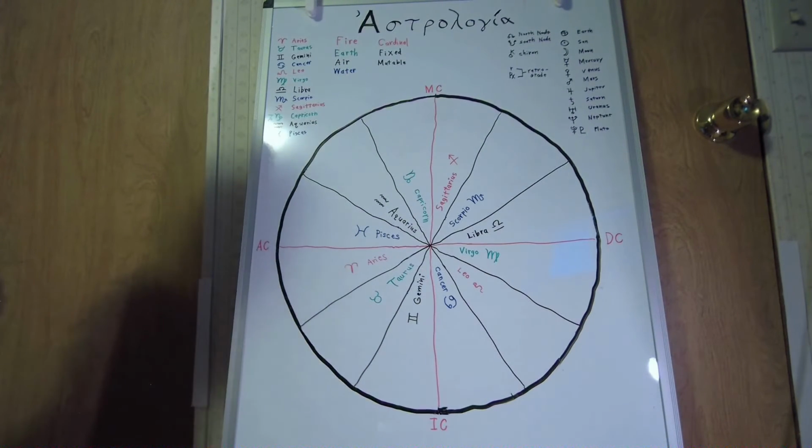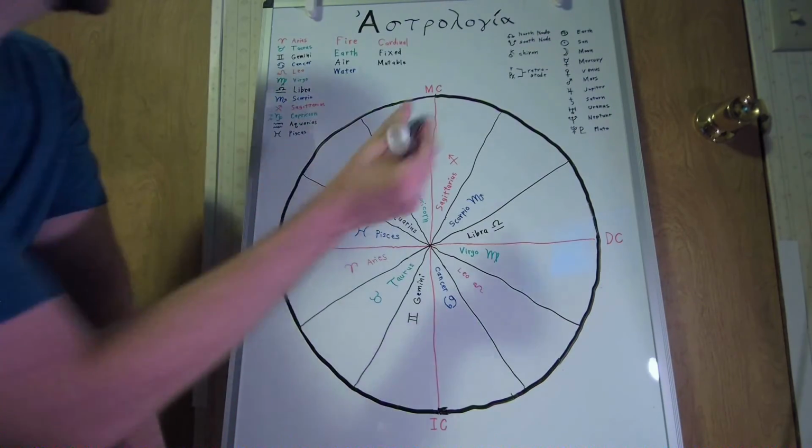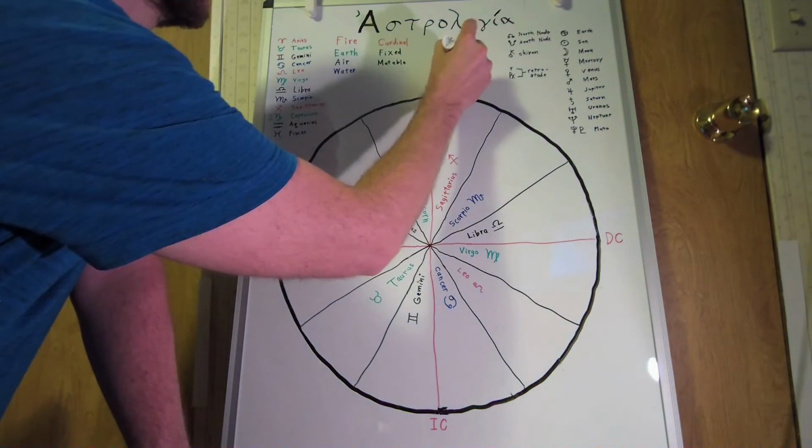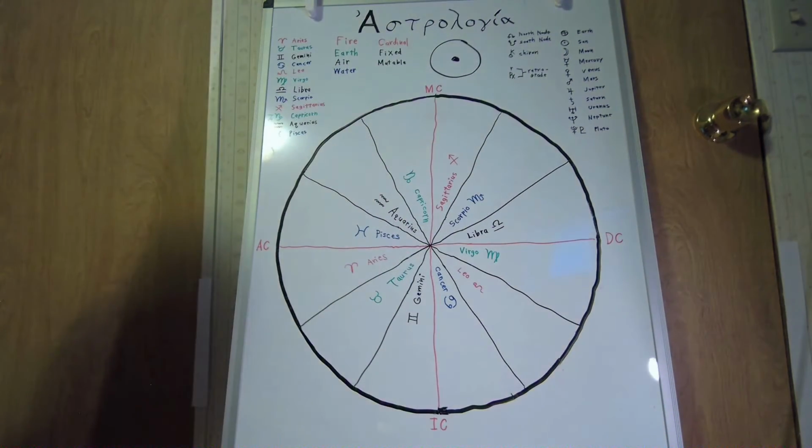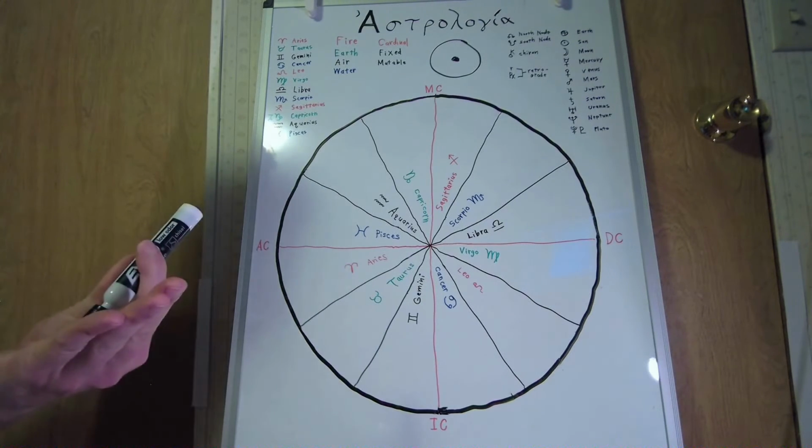The sun, its symbol or glyph, looks like a circle with a dot in the middle of it. That's the sun. And the sun represents your ego, your core self, and your general characteristics.